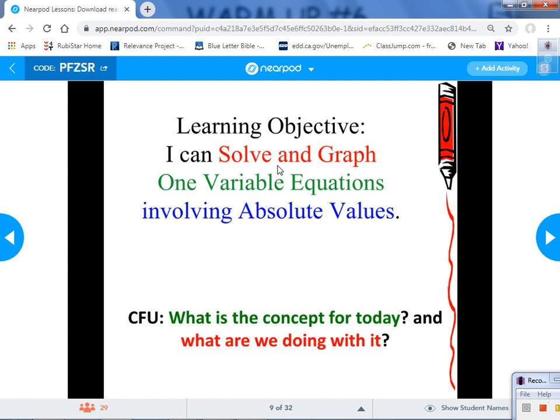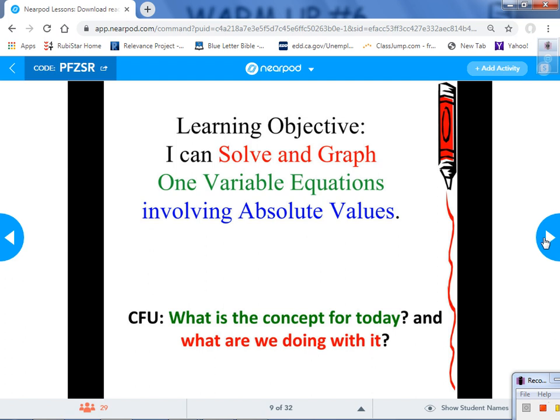So our objective for today: I can solve and graph one variable equations involving absolute values. So you remember what concept we're still on so far? Yeah, one variable equations. And today we're still solving and graphing, but we're going to focus on absolute value. Okay? Here we go.